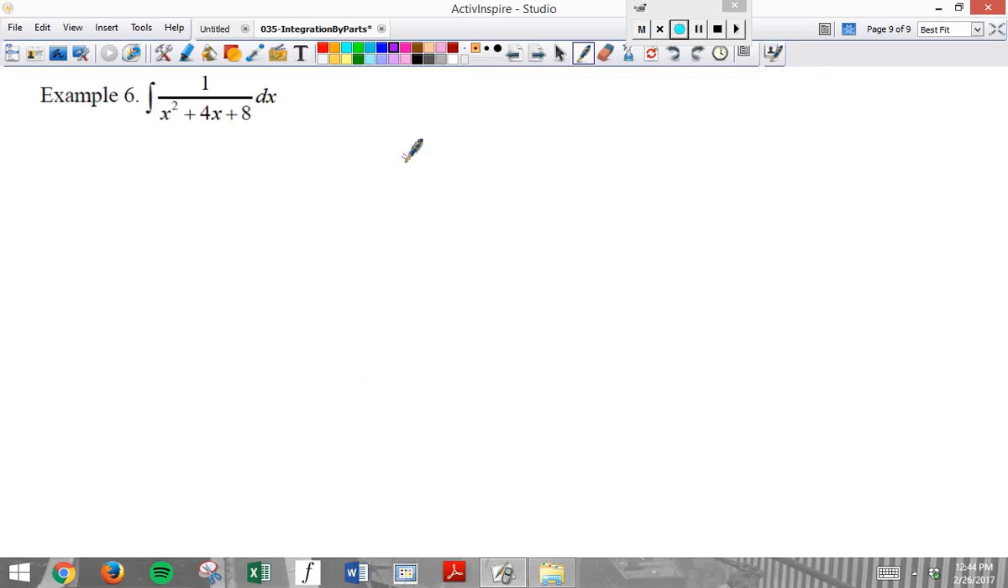Example 6. The hard one. The weird one. The one you want to start doing now, because it's been coming up more and more on the test lately, the AP test. So, you look at it. You say, is it parts? No, it's not parts.